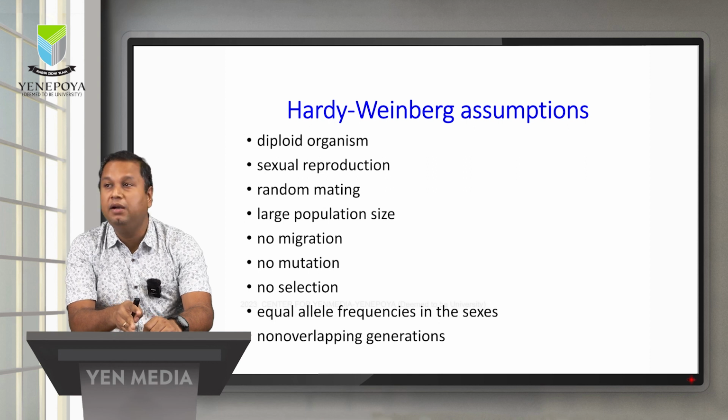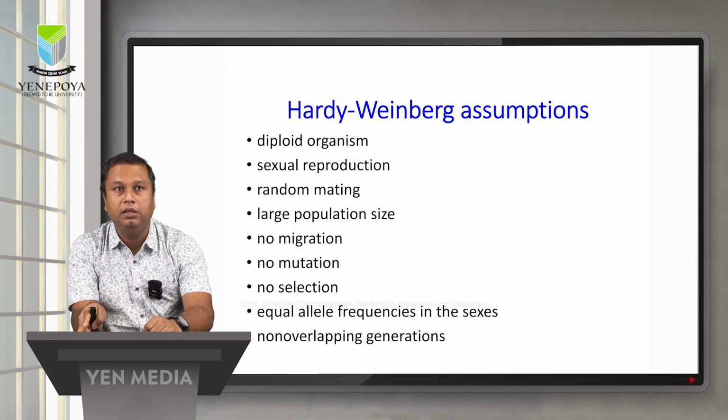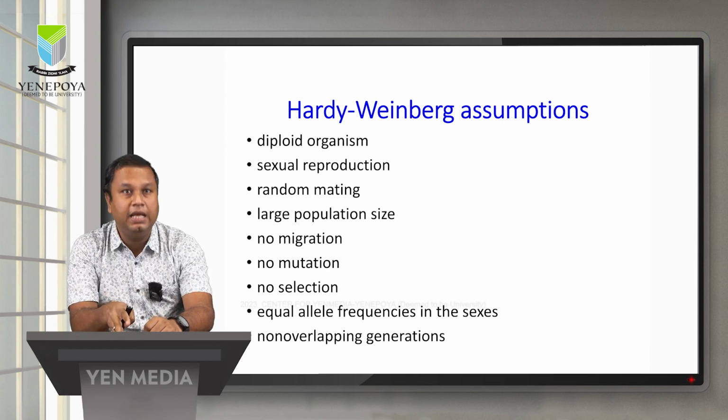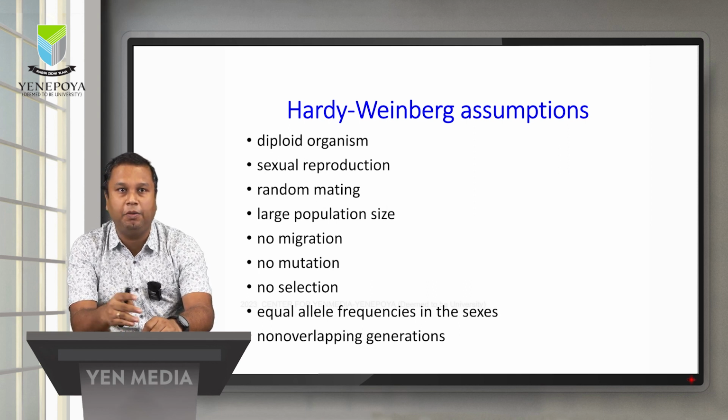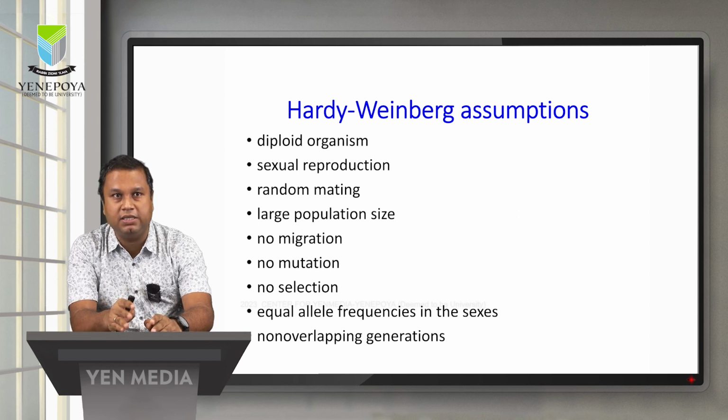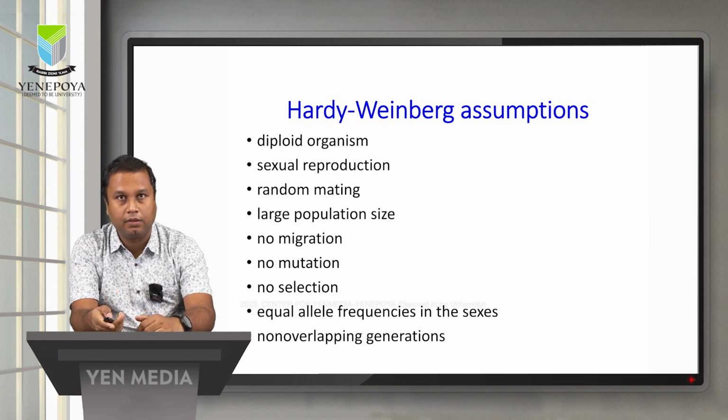The population has to be really large. There should not be any mutation, any migration, or any natural selection operating in the population. The allele frequency in both sexes should be equal. And finally, non-overlapping generations. It means one generation will only start when the previous generation ends.